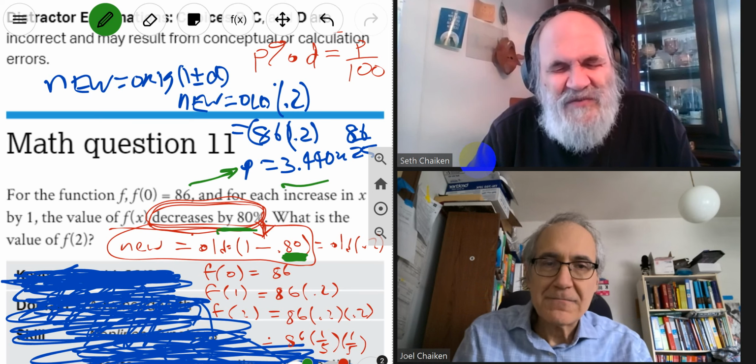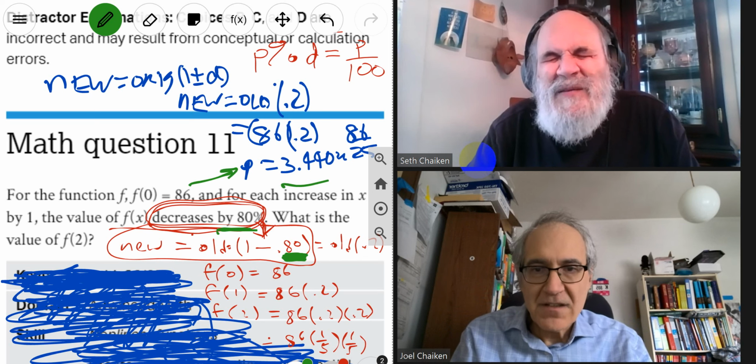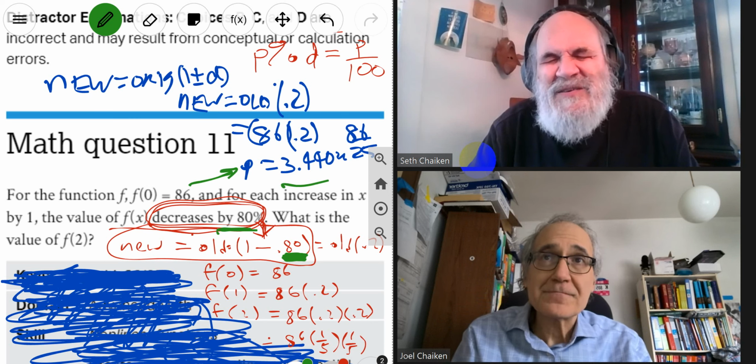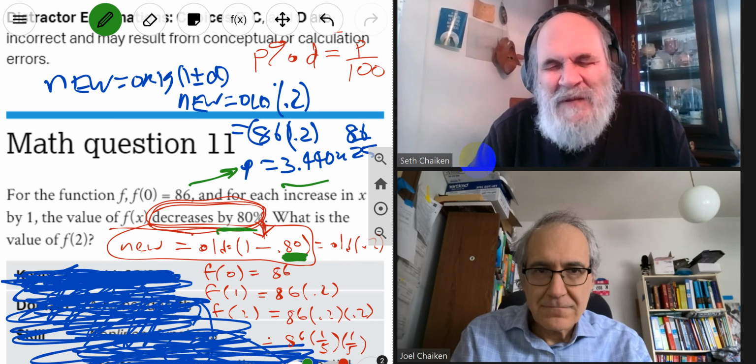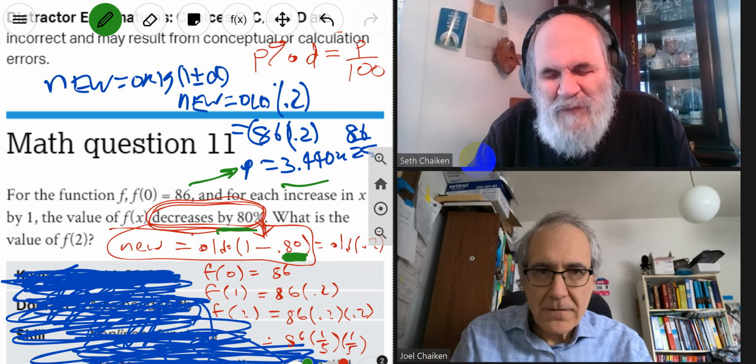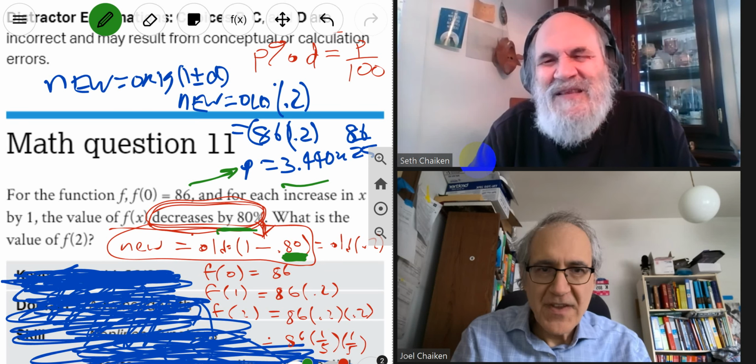Yeah, well, it gets divided by 25. So if you had $1 billion and you lost 80% of your wealth one day, and then you lost 80% the next day, you'd be left with just $1 billion divided by 25, which is 40 million. Not so bad.